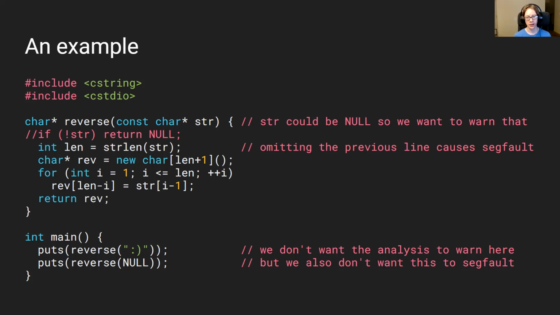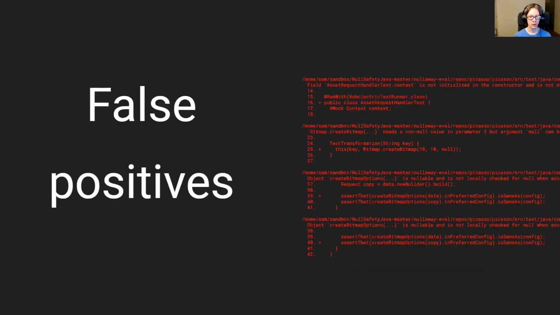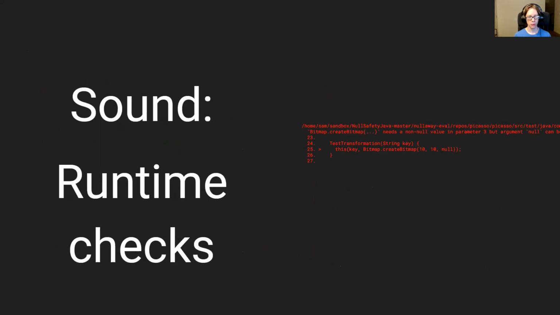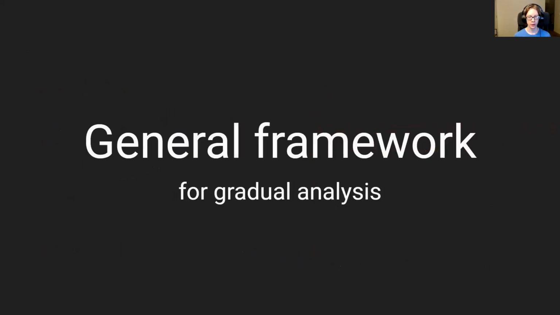But on the other hand, we don't want our program to just segfault when we call puts with a null parameter, right? So we kind of want our analysis to not give too many false positives, but also not be unsound by not warning us or just causing our program to segfault in cases where we use null pointers incorrectly. So what we're going to do is present a framework that is sound, but kind of adjusts the definition of what it means to be sound by, instead of only giving static warnings, also inserting runtime checks. And we call this gradual analysis.